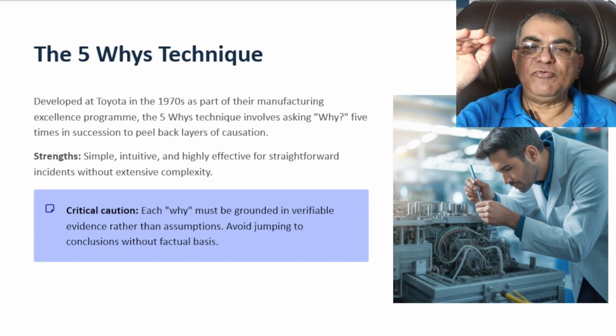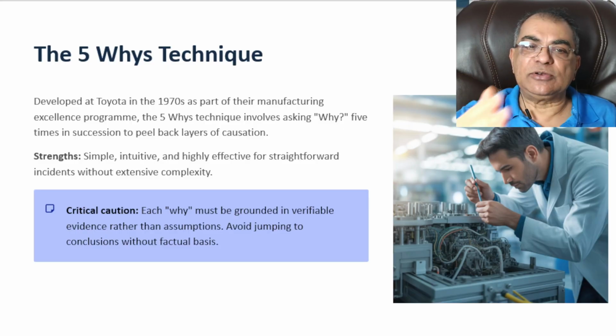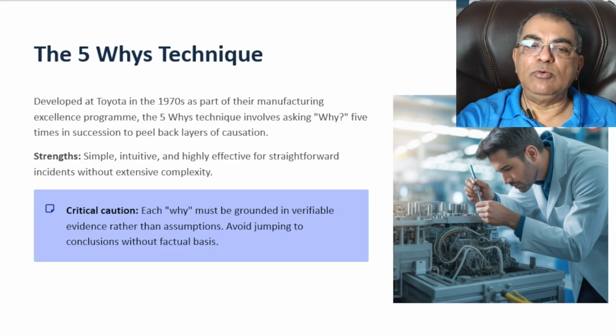The 5 Why technique was developed at Toyota in the 1970s as part of their manufacturing excellence program. It involves asking why this has happened, then why that has happened, and then why again, 5 times in succession, to peel back layers of causation. Its strength is that it is simple, intuitive, and highly effective for a straightforward incident without extensive complexity. A critical caution: each why must be grounded in verifiable evidence rather than assumptions.